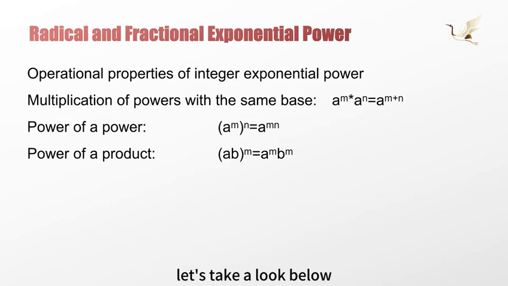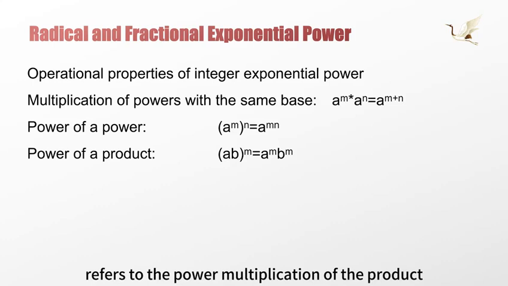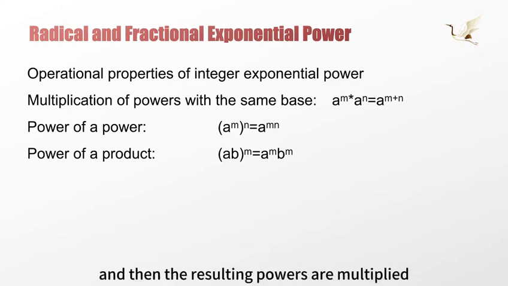Let's take a look below and see if these are familiar to you. Same base power multiplication: base invariant, exponents added. Power of a product: each factor is raised to the power separately, and then the resulting powers are multiplied.